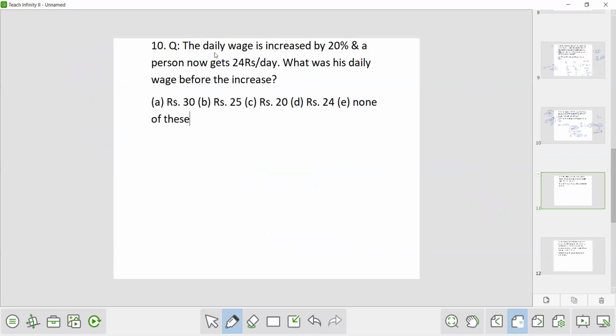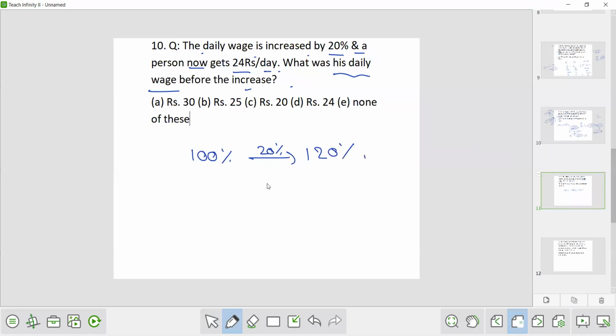Okay. The daily wage is increased by 20% and a person now gets 24 rupees per day. What was his daily wages before the increase? Now the daily wages is increased by 20%. Let's say initially the daily wages was 100%. It got increased by 20%. So the new wage will be 120%.